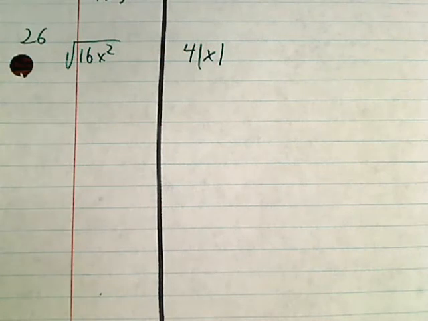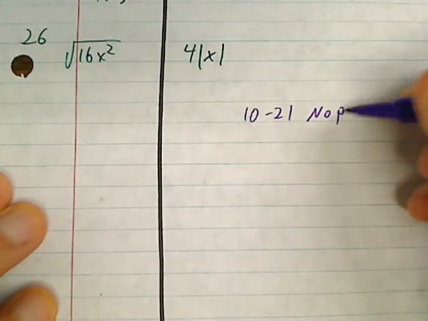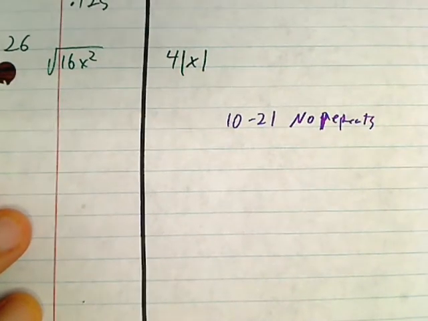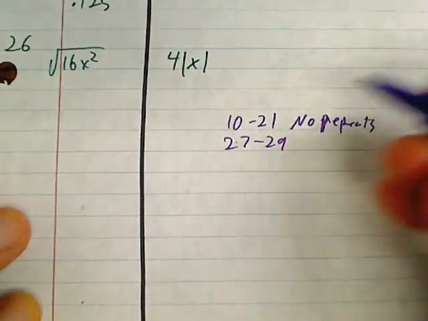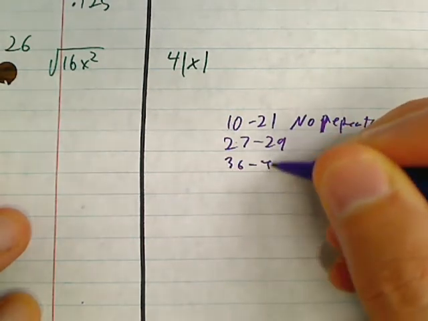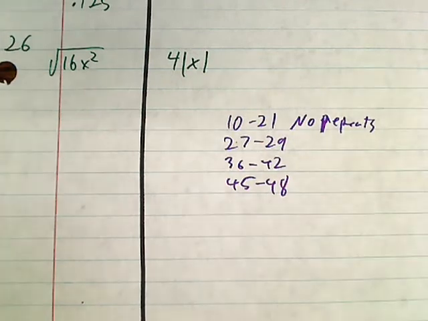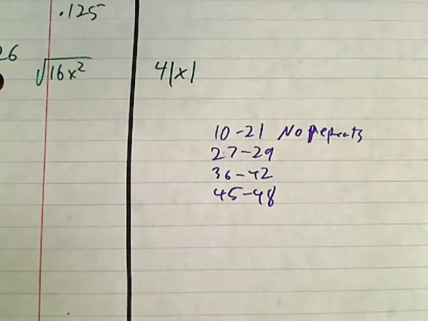Okay, your assignment. Same page, 10 through 21, but no repeats. We already did a couple of those in our notes here, so don't repeat anything. 27 to 29, 36 to 42, and 45 to 48. There's a few more there than usual, but a lot of these you will fly through, especially if you dig out your power chart and you have that handy. You should be able to do it pretty quickly.